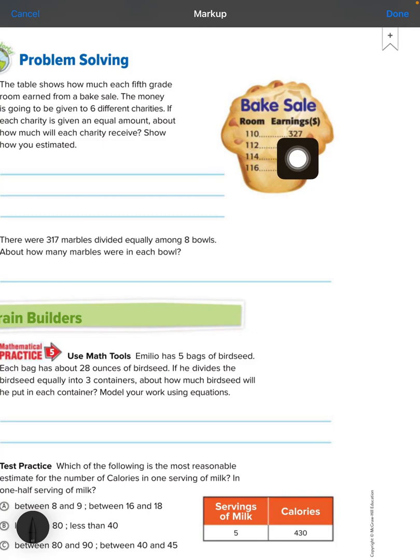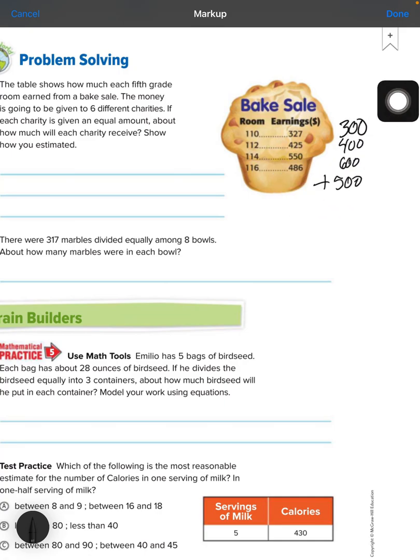So 327 is going to be rounded down to 300. Then the next one we need to look at is 425. Let's round that to 400. 555 will bounce up to 600 because it's over the roller coaster hill. 486 will be 500. And if you wrote these neatly, they'll be in a nice, pretty place so you can add them all together. Add all the zeros together.